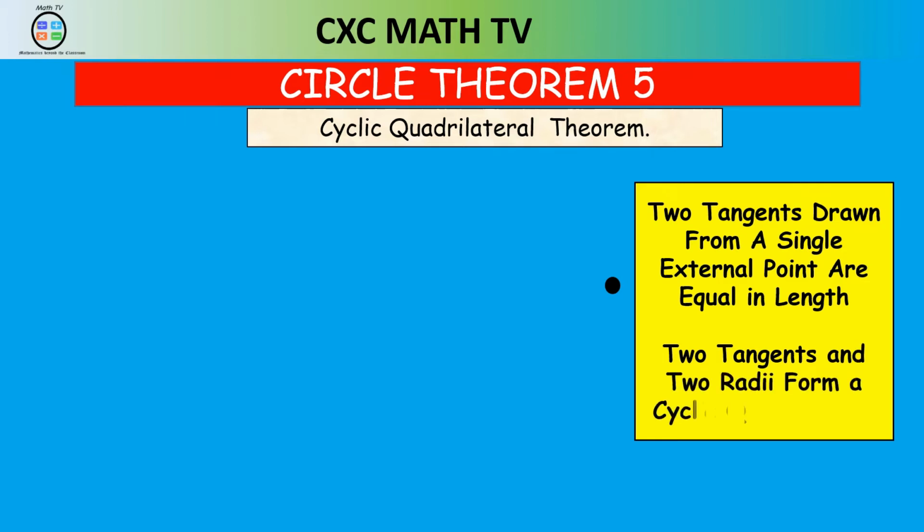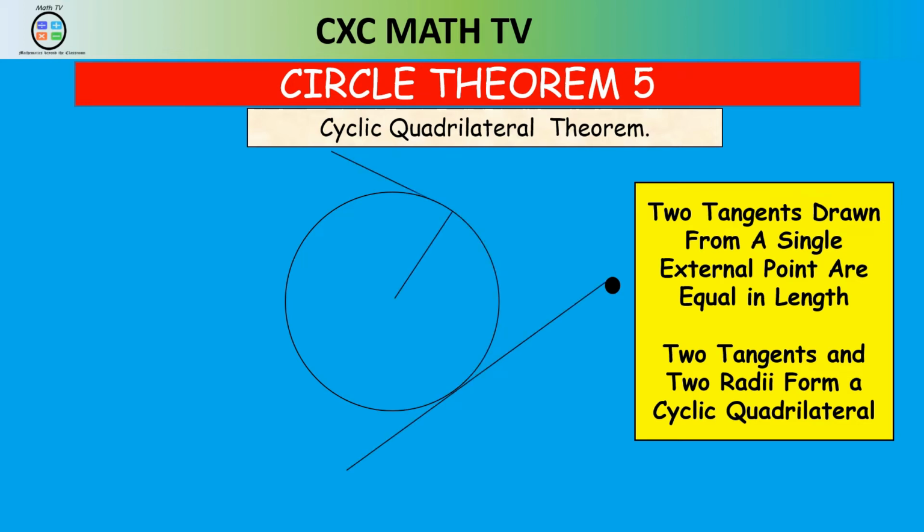So we just gave two important pieces of information right there. Two tangents drawn from a single external point are going to be equal in length to the point of contact with the circle, that is.